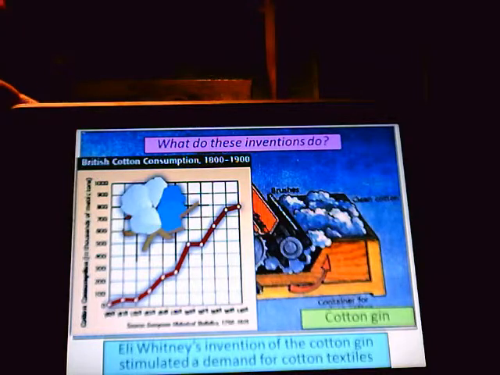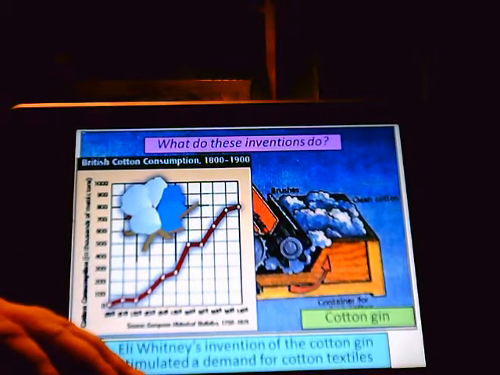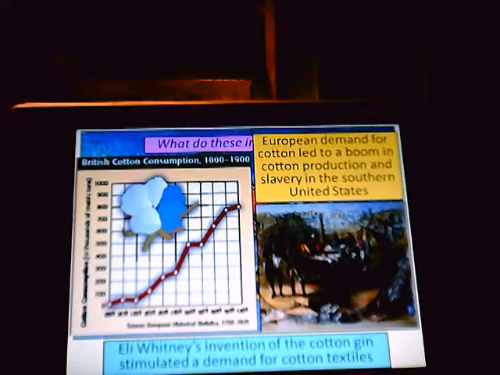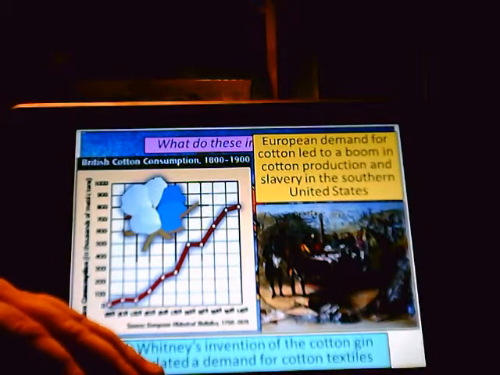With Eli Whitney's invention of the cotton gin, which you've learned about in other classes, demand for cotton textiles was stimulated. It used to take a very long time to get cotton, but with the gin, the speed at which we could produce and clean cotton was much faster. European demand for cotton led to a boom in cotton production and, unfortunately, slavery in the southern United States.